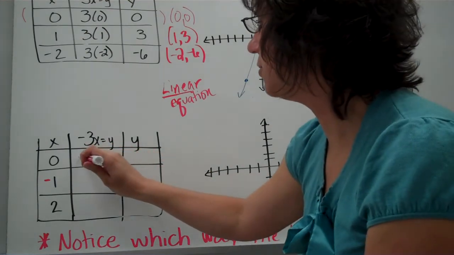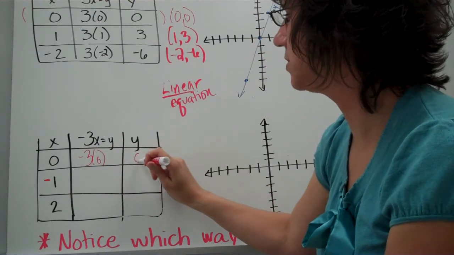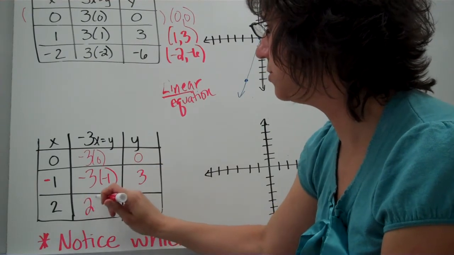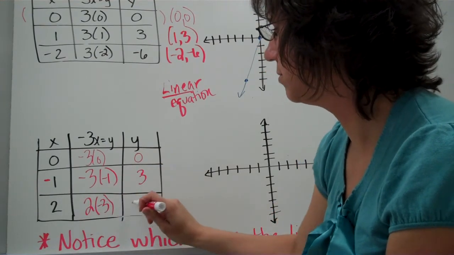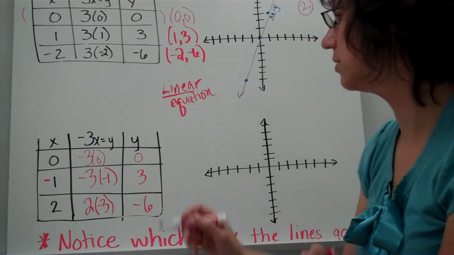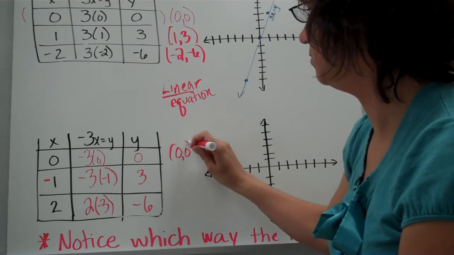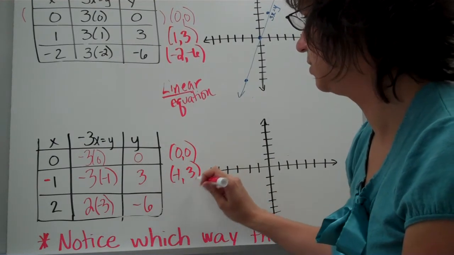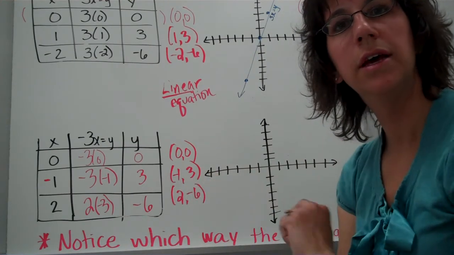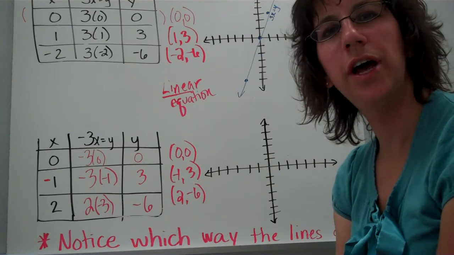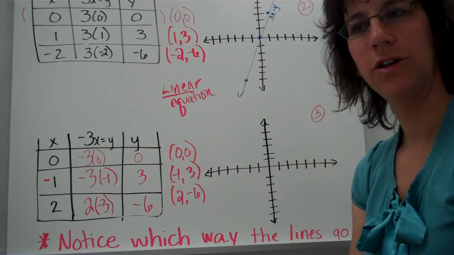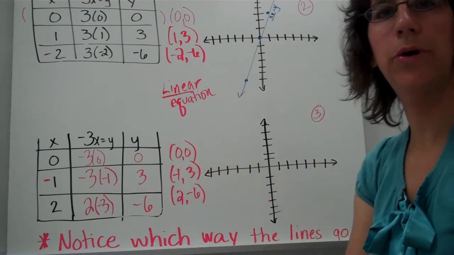Okay, hopefully you've done that. You've got -3 times 0, that equals 0. -3 times -1, that equals 3. And 2 times -3, which equals -6. Step 2 is to write those as an ordered pair: 0, 0, -1, 3, and 2, -6. And step 3 is you're going to grab your coordinate plane sheet and graph those ordered pairs. You should be on your 3rd coordinate plane here. Grab a new coordinate plane and go ahead and graph those points.